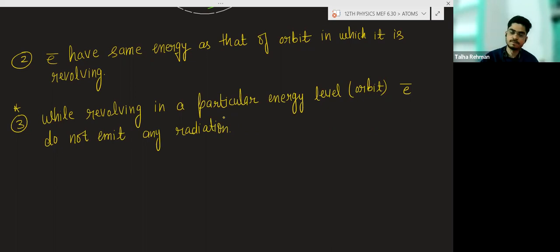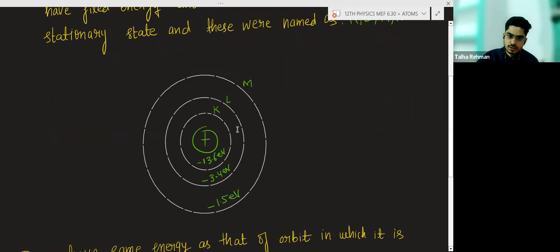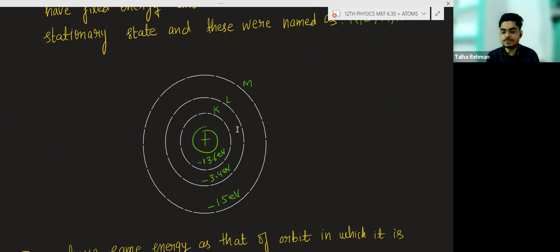But here is one problem. Maxwell said that any charged particle having acceleration will radiate energy. An electron is a charged particle and when revolving in the orbit it has acceleration, but Bohr is saying the electron is not emitting any energy. Now this is a contradiction.